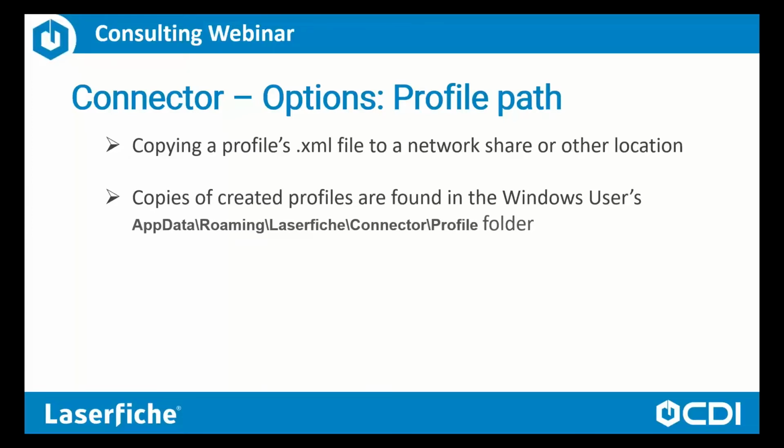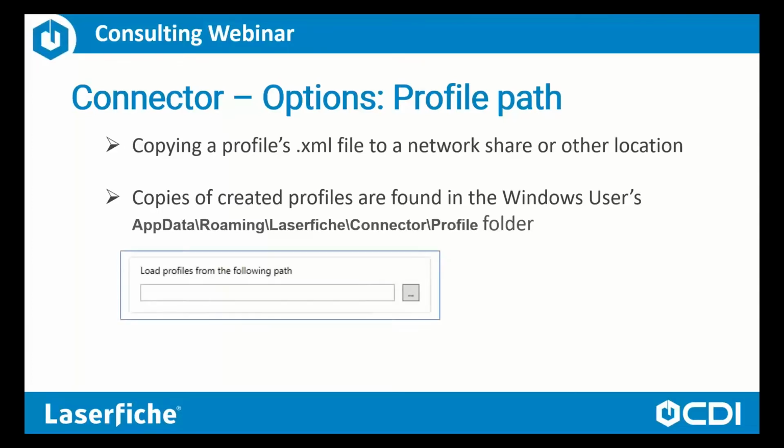Copies of created profiles are found in the Windows users roaming program data folder. And we can change where we load those profiles from using the input box in the options dialog.